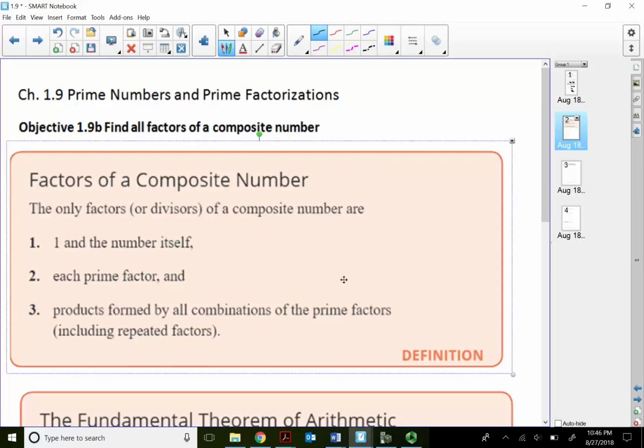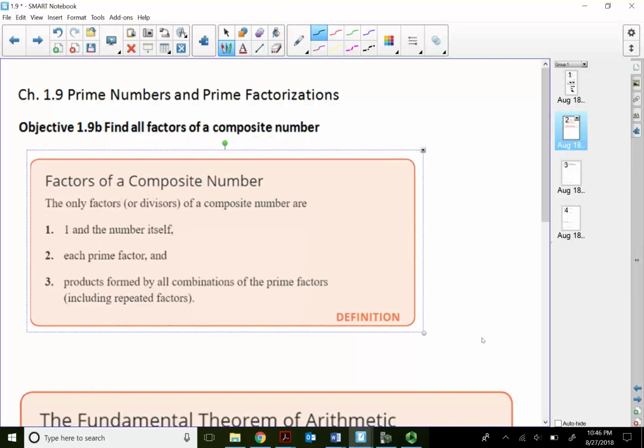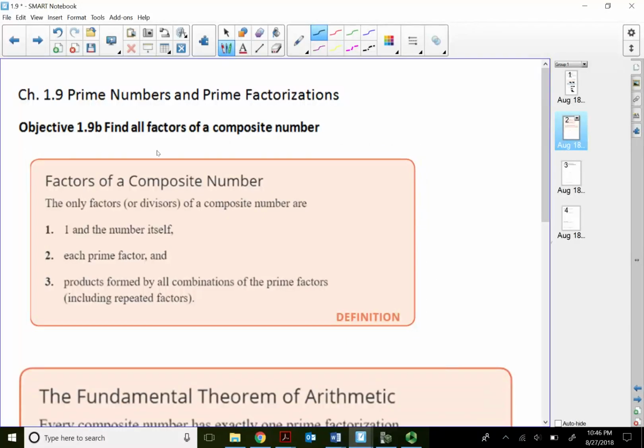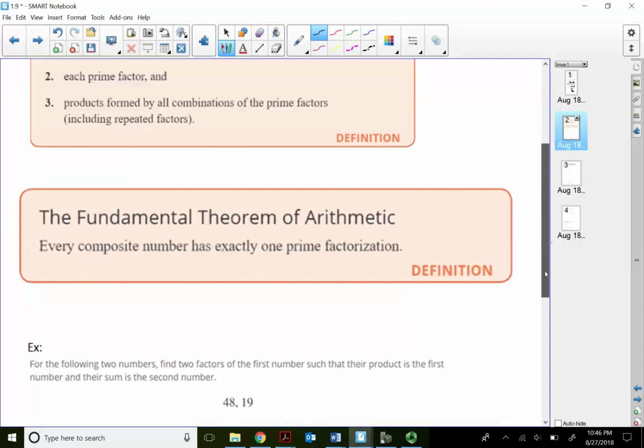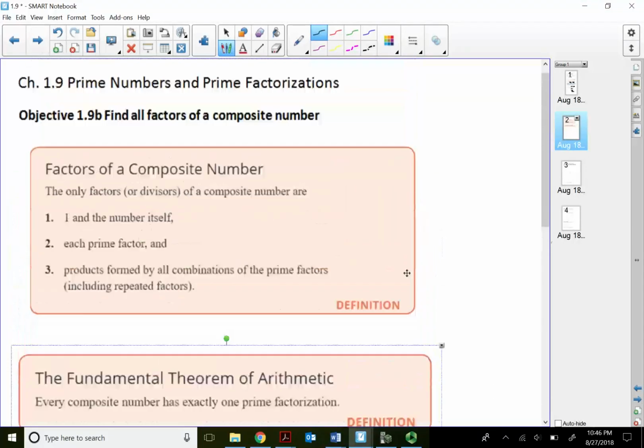Welcome back to Module 1.9. In this lecture video, I'm going to show you how to find all the factors of a composite number. All right, so, factors of a composite number.